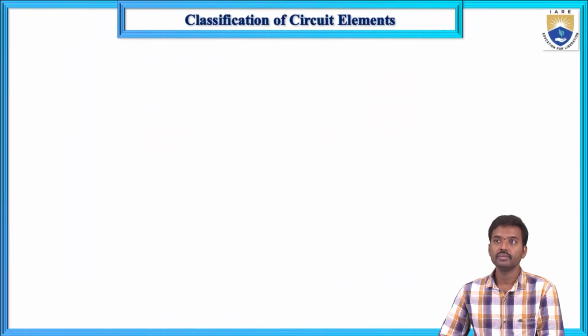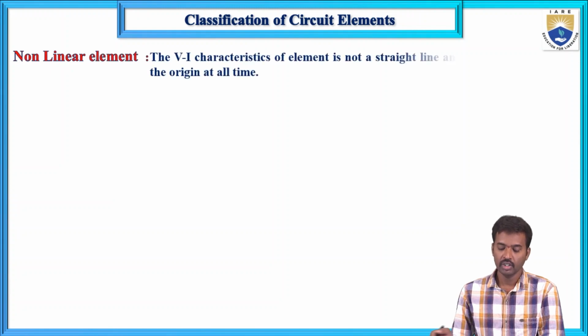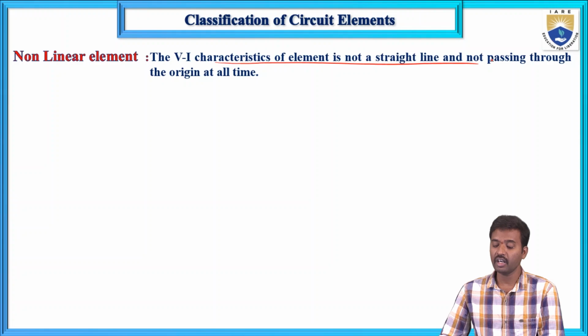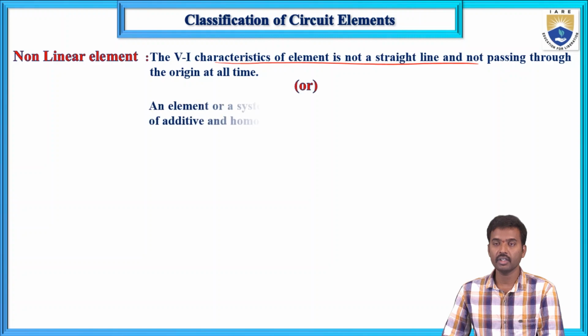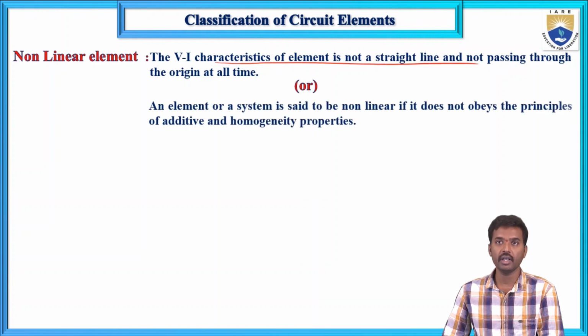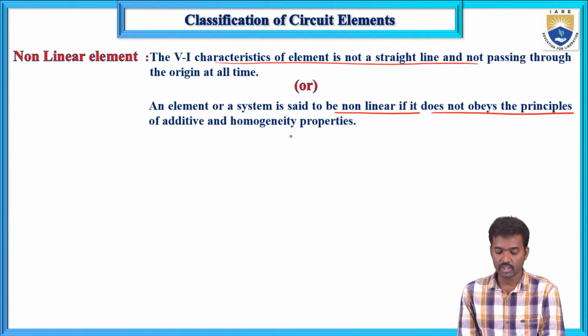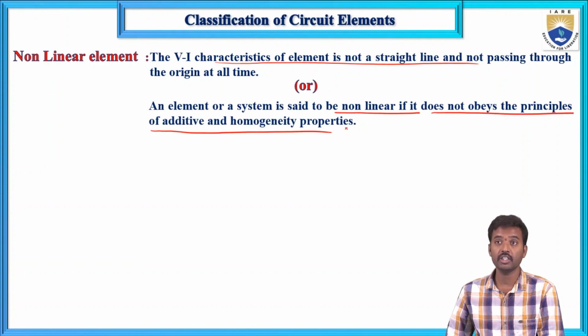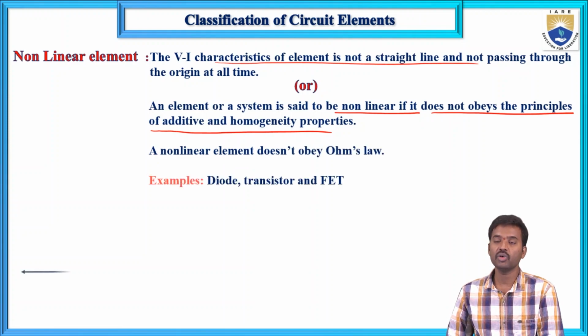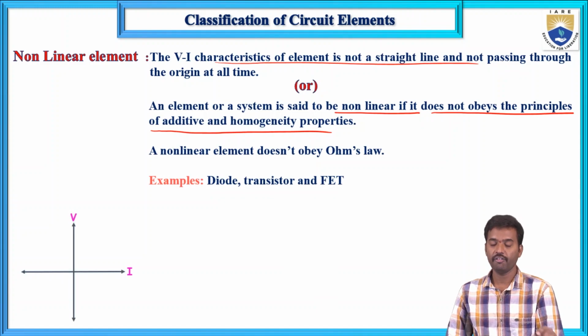So now non-linear element. Completely opposite, the voltage current characteristics is not a straight line and not passing through the origin at all times. In another way we can define this non-linear element: an element or a system is said to be non-linear if it does not obey the principle of additive and homogeneity property. That means it does not obey the superposition principle. Non-linear element means which does not obey Ohm's law. Examples are diodes, transistors, and FET elements.